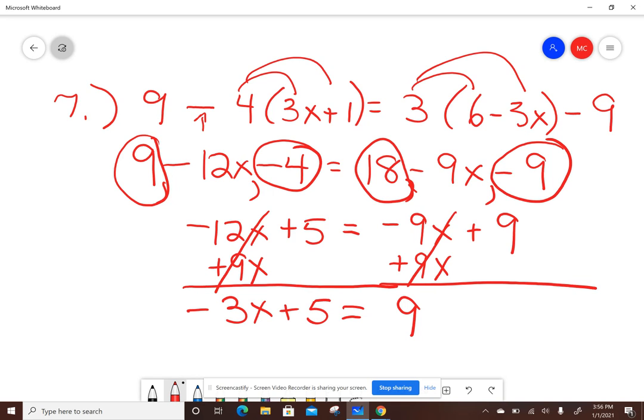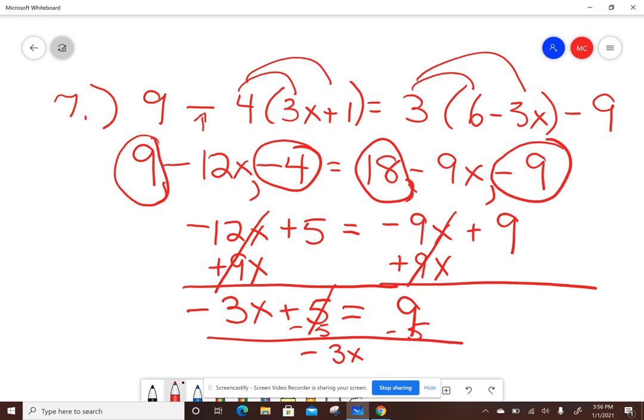Now, could I have added 12x to both sides? Yes, I could. But some of you like the variable on the left. Either way is fine. If you added 12x to both sides, you would have gotten the right answer too. But now I'm going to subtract 5.